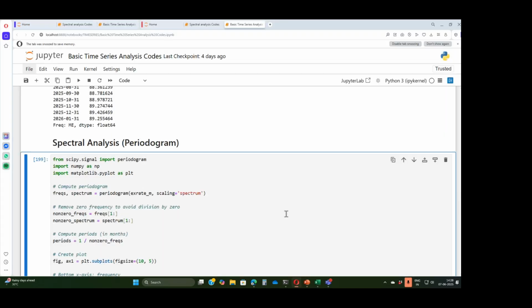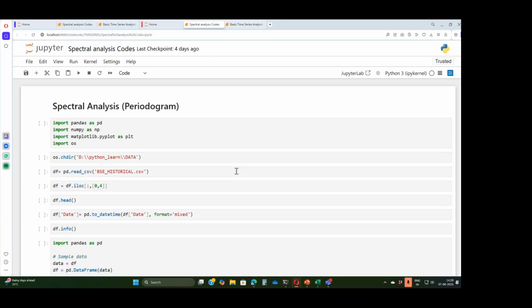What I thought was, instead of using a better illustration, I have taken the Bombay Stock Exchange index from 1979 till 2023, I think mid-2024. It's a long series. I can share it with you when I share the codes. And I'm going to run the spectral analysis code just as I explained it to you. Please recollect what I said.